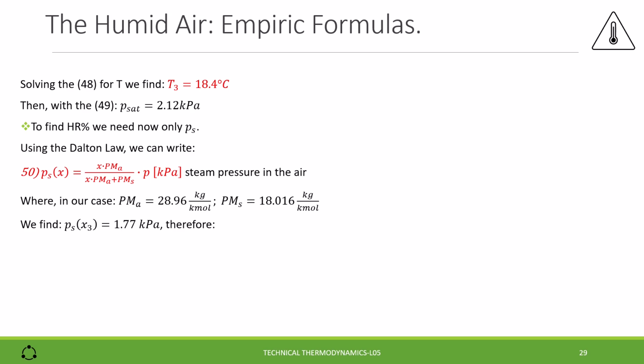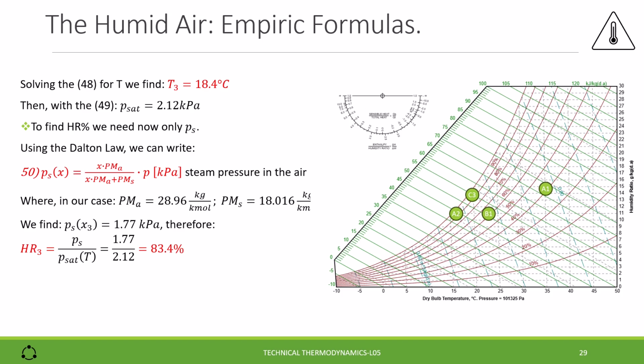1.77 kilopascal. Therefore, the relative humidity is the ratio between PS and saturated pressure, 1.77 over 2.12, 83.4%. We represent now all the states of our example in the psychrometric chart.